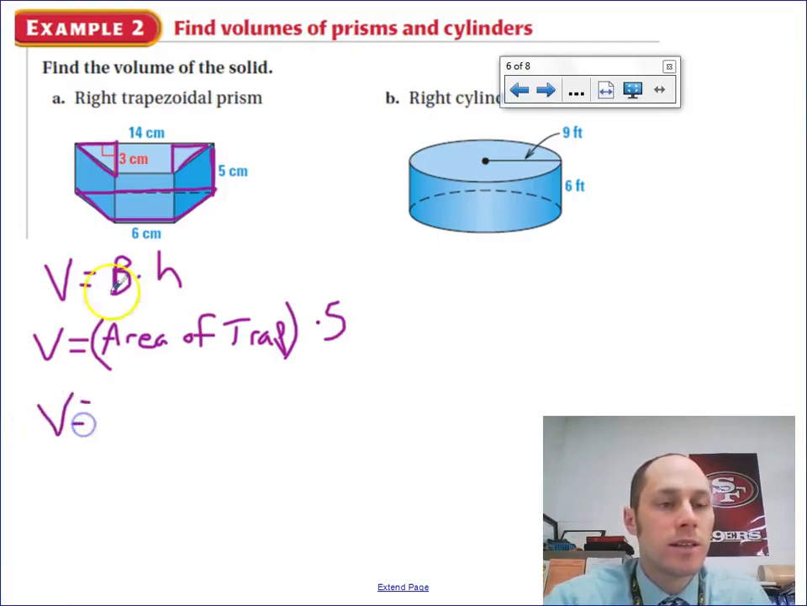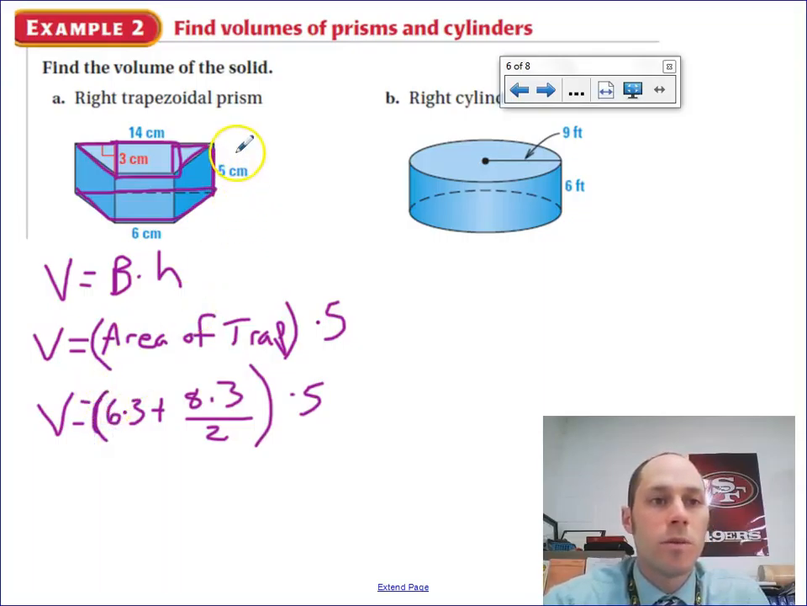So we've got the rectangle of 6 by 3, so 6 times 3, plus we've got two triangles. If the base is 14 total, that leaves us with 8 remaining for the two triangles. 8 times 3 divided by 2. And then we'll multiply that by 5.